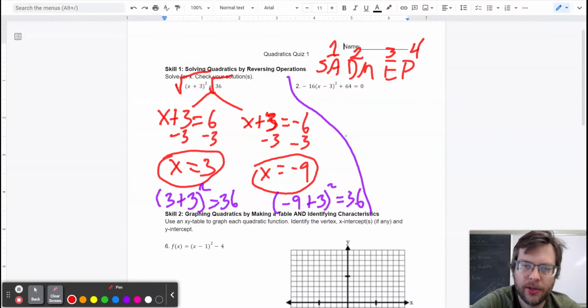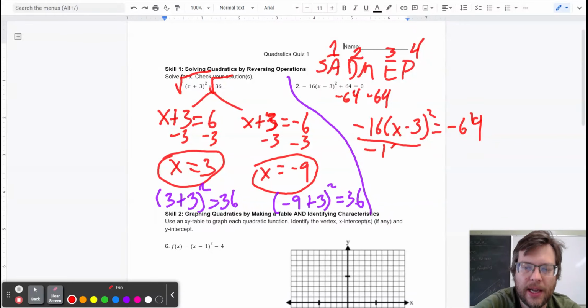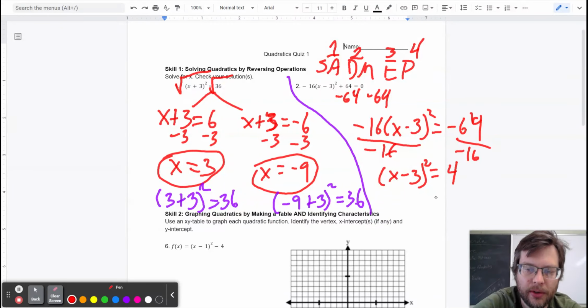This one we have a little more action to do. First is S or A for subtracting or adding. So we cancel out a plus 64 by doing a minus 64. 0 minus 64 is just negative 64. Then we do DM, divide or multiply. Divide by negative 16, giving us x minus 3 squared equals 4.